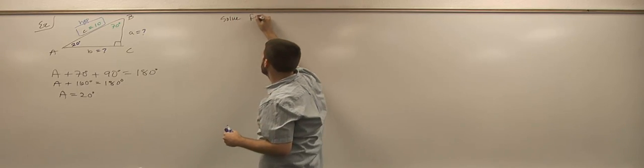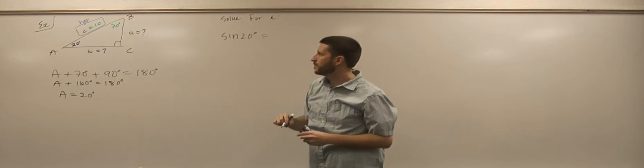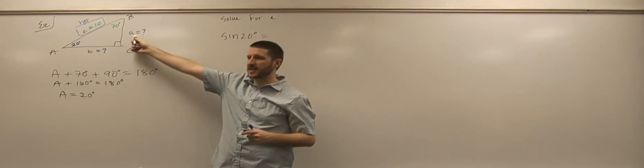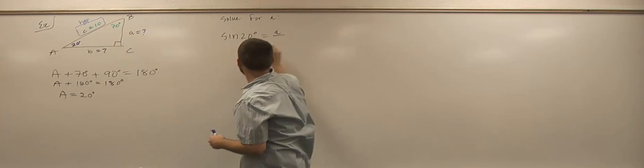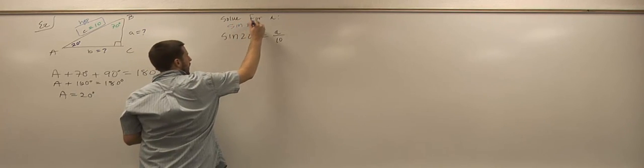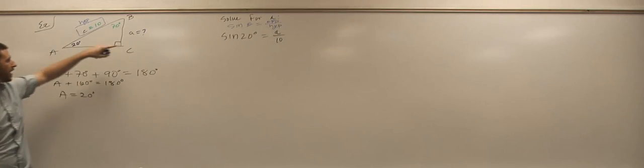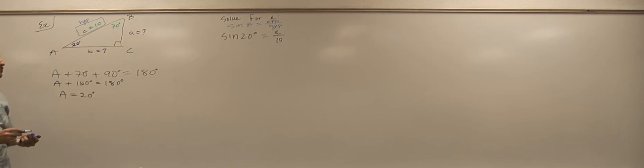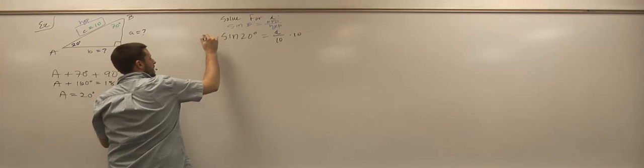What kind of trig argument could you set up? Sine of 20 degrees should equal what over what? Yeah, whatever you're missing, the opposite side, which we call A, over the hypotenuse. Right, sine is forever and always opposite over hypotenuse. So if I apply that definition here, I could do sine of 20 equals A over 10. And then you can solve for A by multiplying over 10.